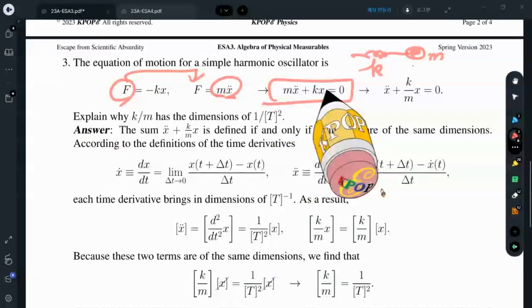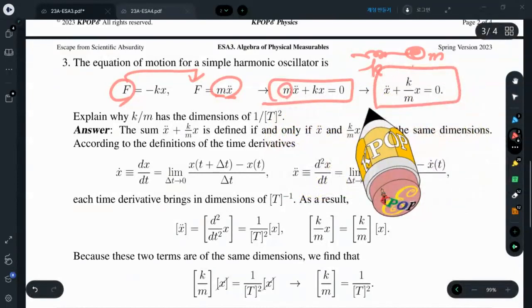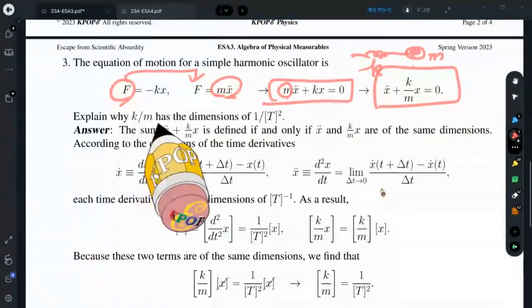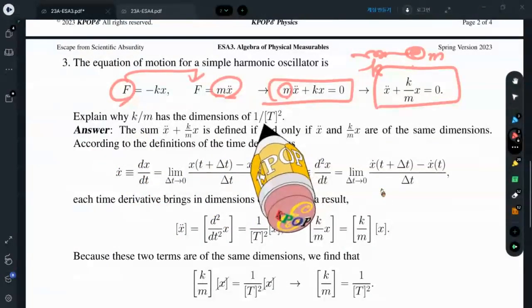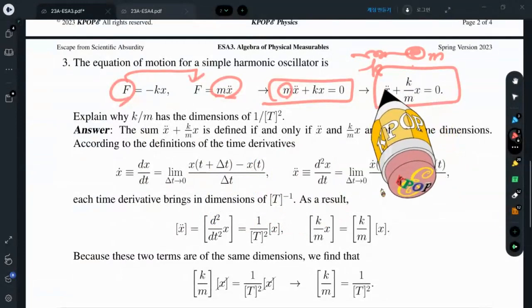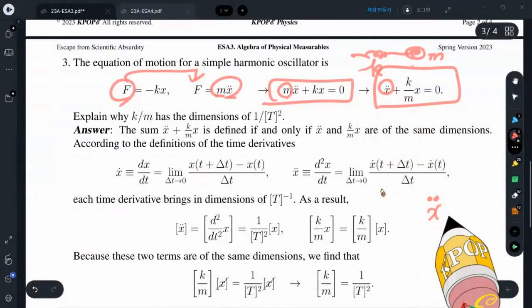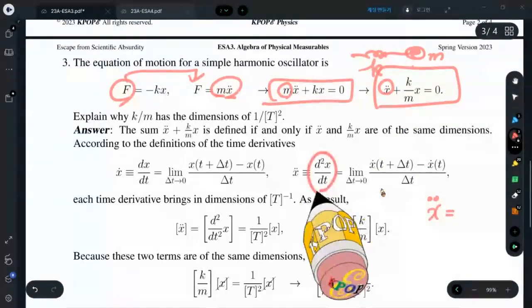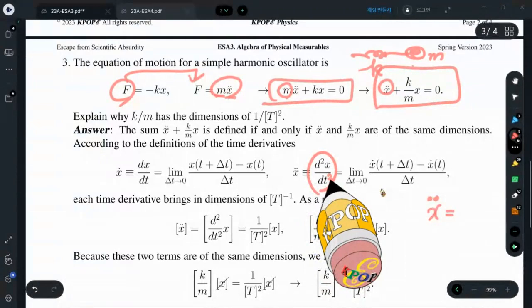I divide both sides by mass, then I find this. So explain why k over m has the dimensions of 1 over time squared. It's trivial. We can think about this double time derivative, and that is a second order time derivative. Okay, this 2 is missing in here.